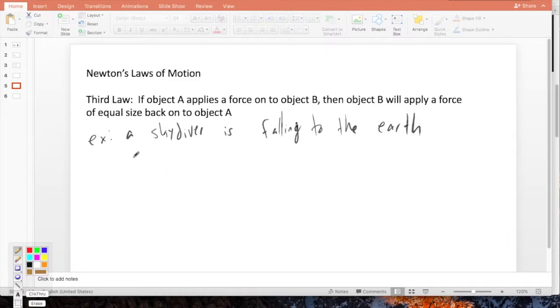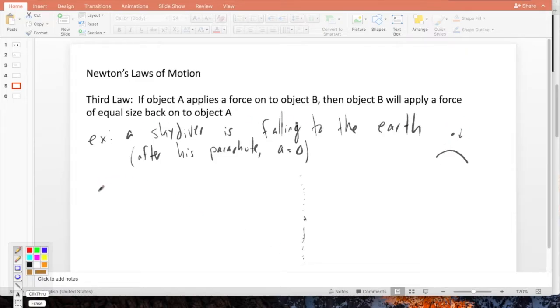I would like for you to draw free body diagrams for the system before he deploys his parachute and after he deploys his parachute. Let's say after he deploys his parachute, his acceleration equals 0. So here's the Earth, here's the skydiver falling down, and this is my system.